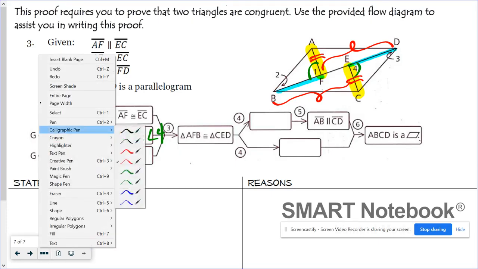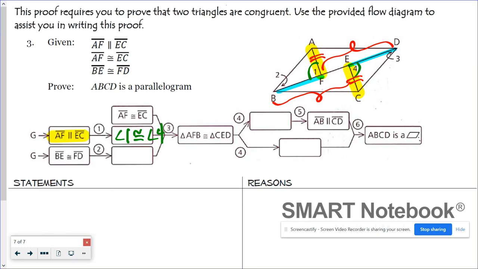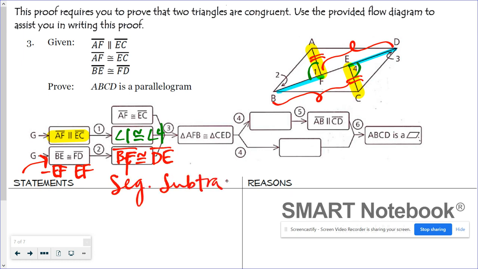We haven't really done that, but if you were to, from these two congruent segments here, subtract that segment EF from each one of them, what remains would be BF. And we can say that's congruent to DE. And this is something known as the segment subtraction property.